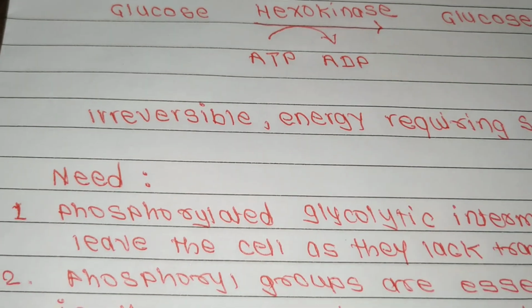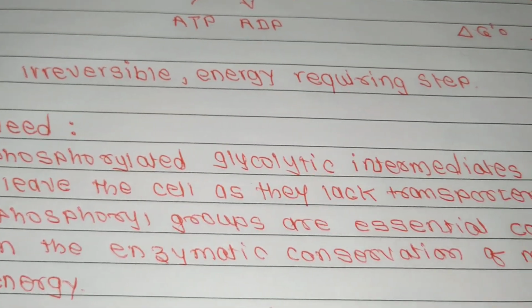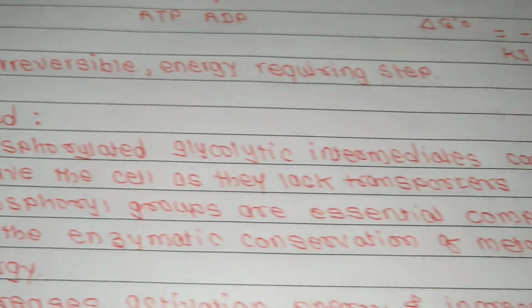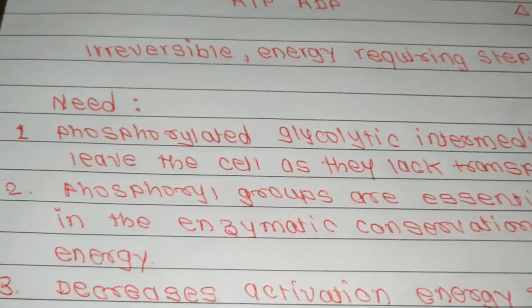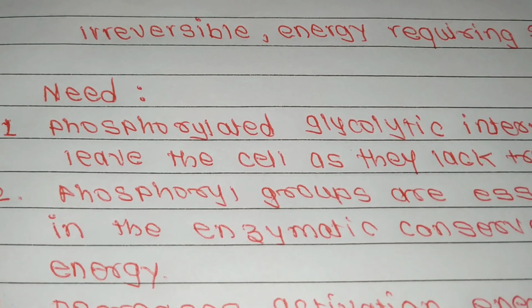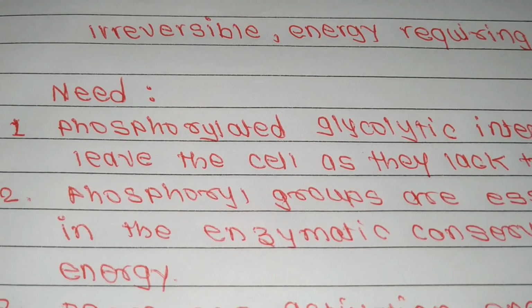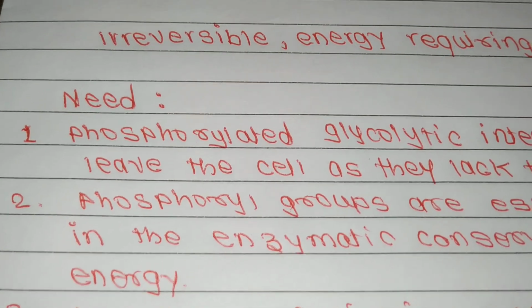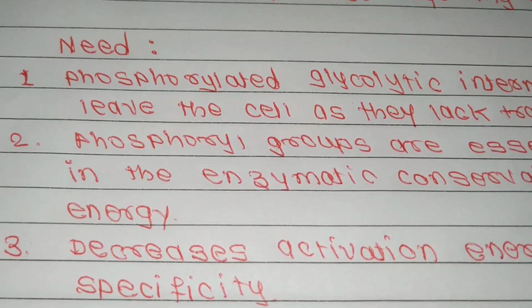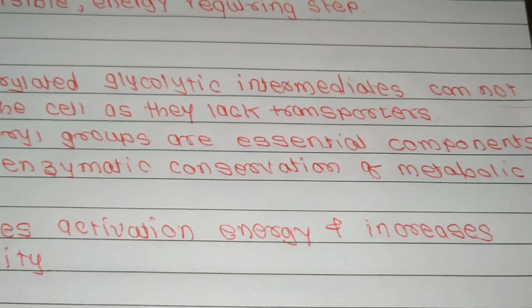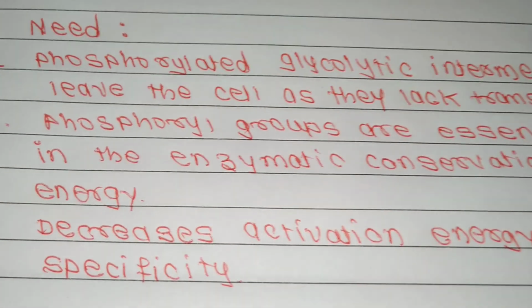without the use of any type of energy. The second reason is that phosphoryl groups are essential components in the enzymatic conservation of metabolic energy. The energy which is released by the breakage of the phosphoanhydride bond is conserved in the form of glucose 6-phosphate. The third reason is that it decreases activation energy and increases specificity.